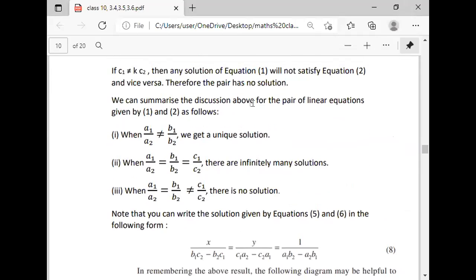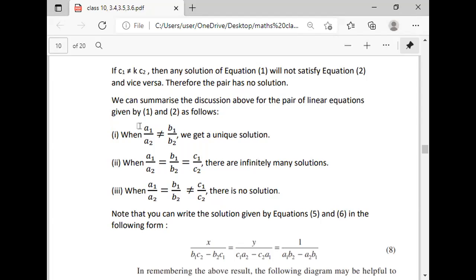See here, in the beginning of this chapter we saw the graphical method, and when we used it we saw that some pairs of equations have infinitely many solutions, some have only a unique solution, whereas some pairs of equations have no solution at all. Do you remember a table was drawn, and the ratios of the coefficients of x and y were compared? The same thing applies here also.